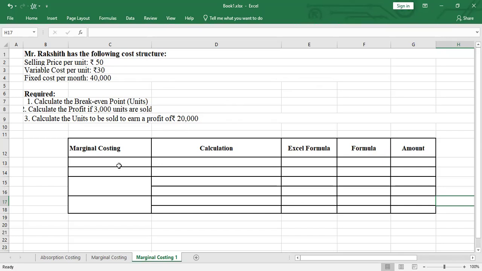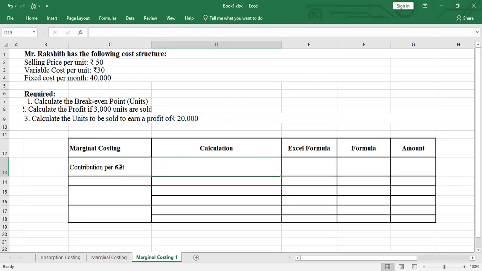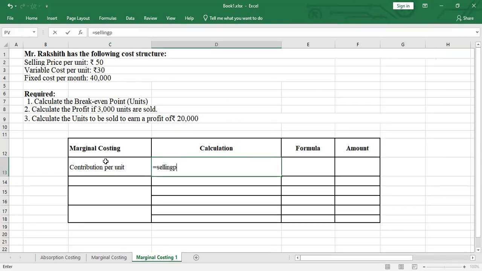Now, first and foremost, in marginal costing, one thing is very, very important, that is contribution. We have to ascertain contribution initially. So, what is the contribution per unit formula? Contribution per unit formula will be selling price minus variable cost. Both they have given, no need to calculate extra, like what we have done in the previous question. Here, because they have given directly, we will consider them: 50, selling price, minus variable cost 30, answer will be 20 rupees.